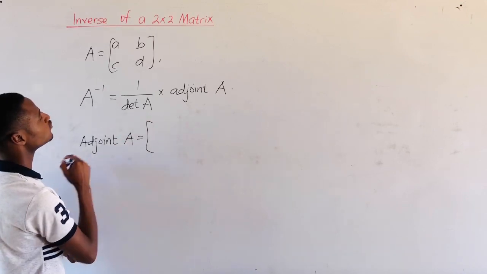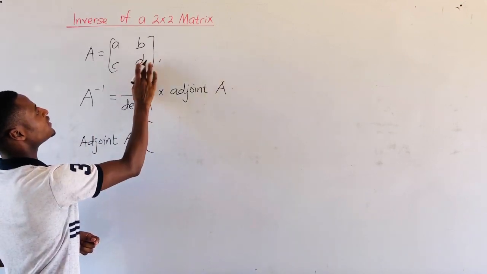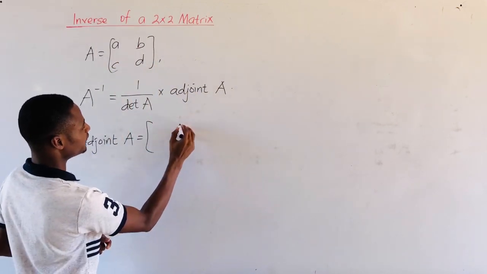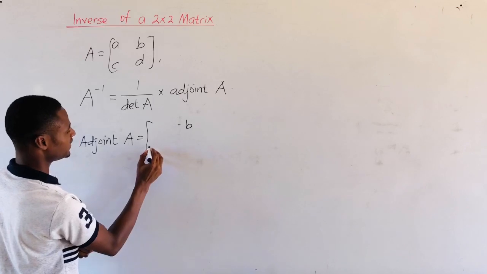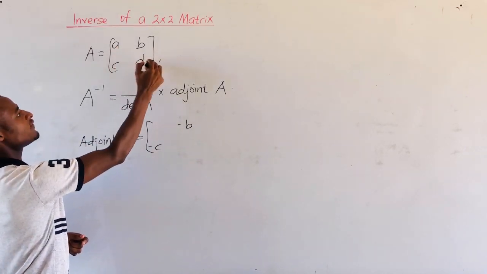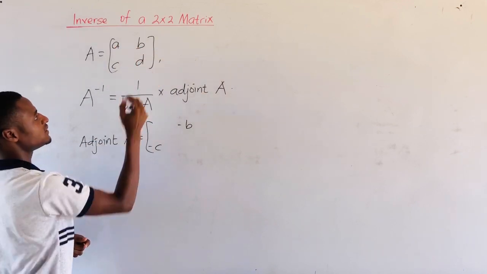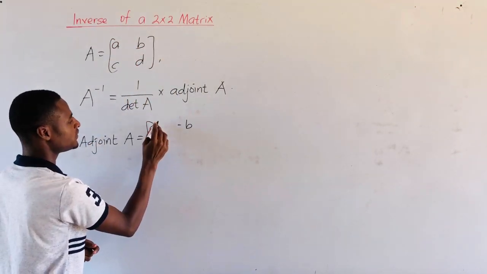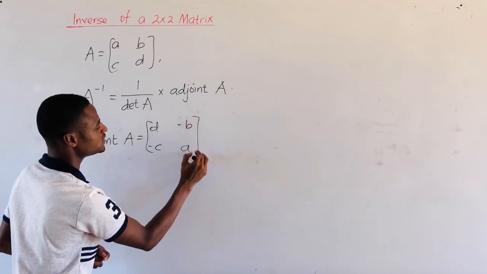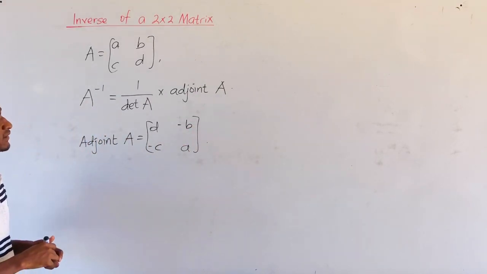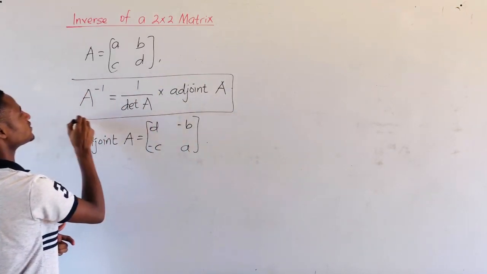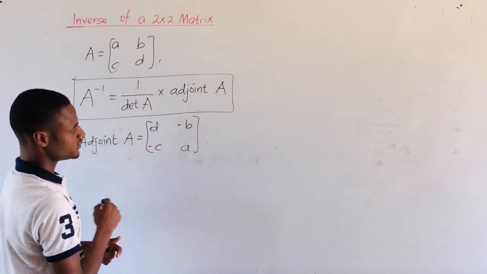where the adjoint of A is found as follows: we negate the values of B and C to have negative B, negative C. Then we interchange the values of A and D. So D will now be in the position of A, and A will be in the position of D. So this is the formula for the inverse of a 2 by 2 matrix.